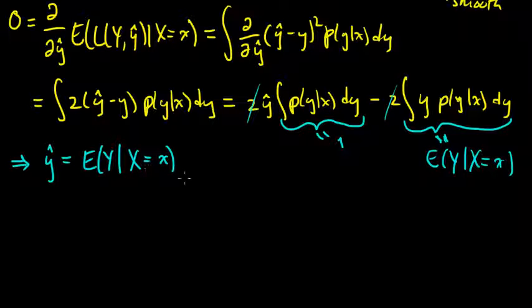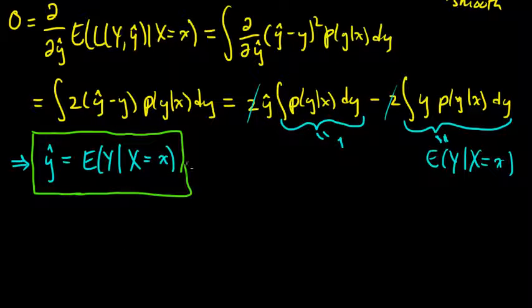And to verify that it's a minimum, we need to take the second derivative, and if the second derivative is positive, then it's a minimum. So if we took the second derivative here, y hat doesn't appear anywhere over here, so that's a constant, goes to 0. And the derivative of this is just, before we cancel the 2, it would be 2, which is strictly positive, and therefore this is a minimum. So this is our solution.